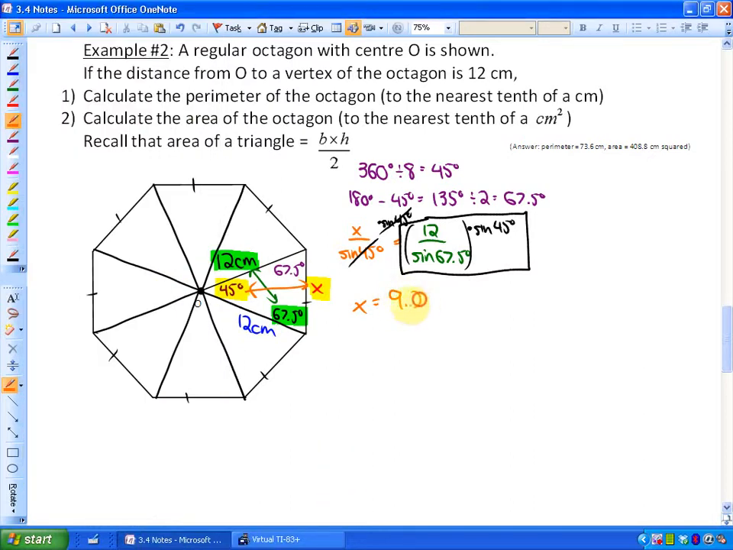So x is 9.2. And as discussed, if I want to find the perimeter of the whole thing, the perimeter is equivalent to 9.2 times 8 sides, and that's going to get me roughly 73.6 centimeters. So there's my answer number 1.